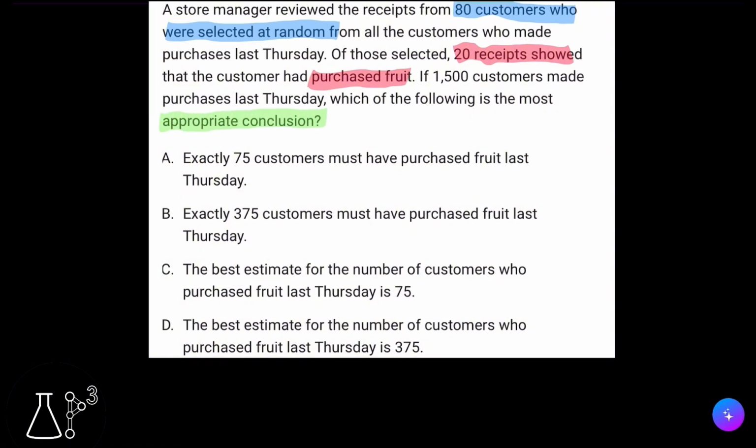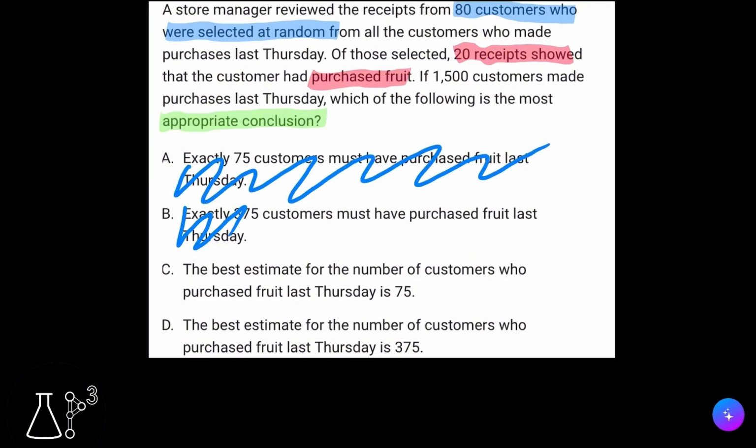So here's the good thing about this type of question. Because it says appropriate, it's not going to be an exact answer. Therefore, I can cross out A and B because approximation is not the same thing as exactly. Exactly is a precise number. Approximation is kind of like an estimation. So my only possible answers are going to be C and D. Well, how can I look for my answer? To figure out how many people purchased fruit, I can do 20 divided by 80 to get a decimal or a percentage, and then multiply it by 1,500 to figure out how many people on Thursday ordered fruit.